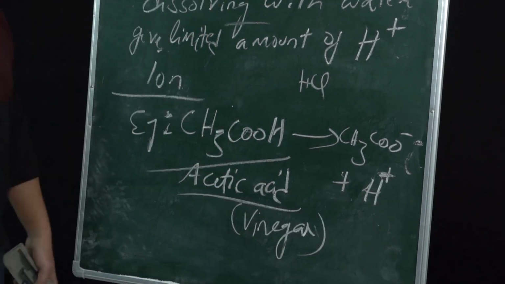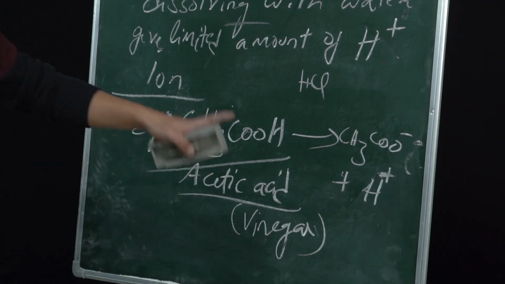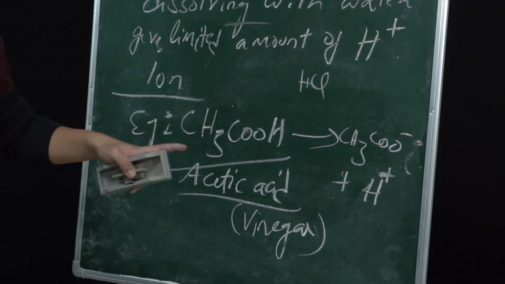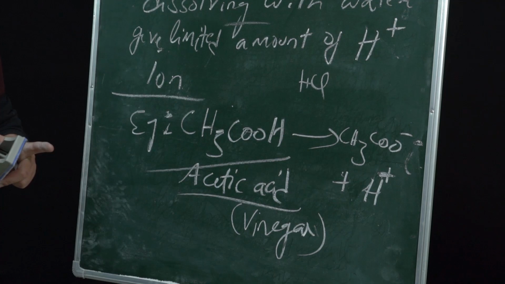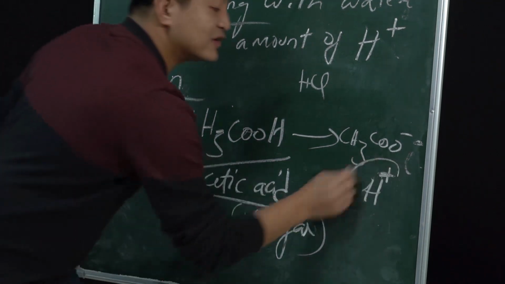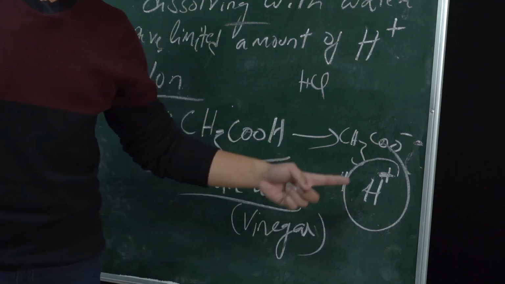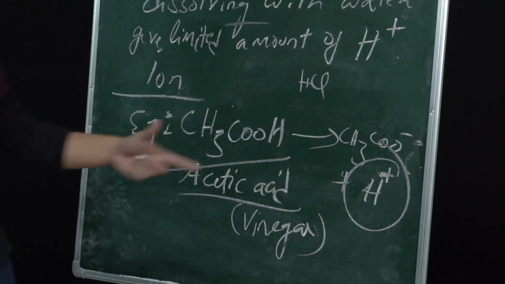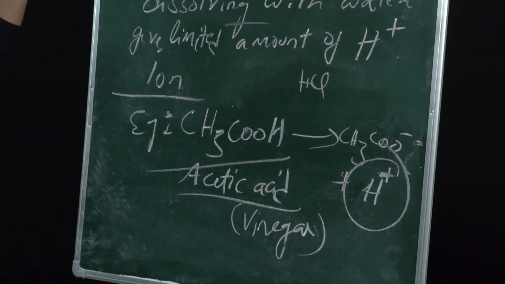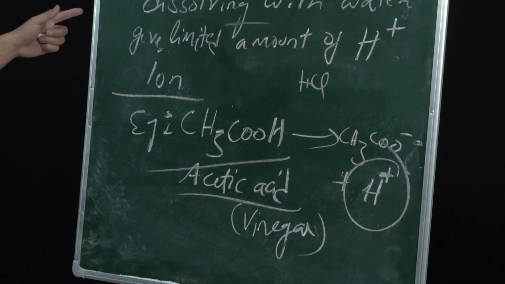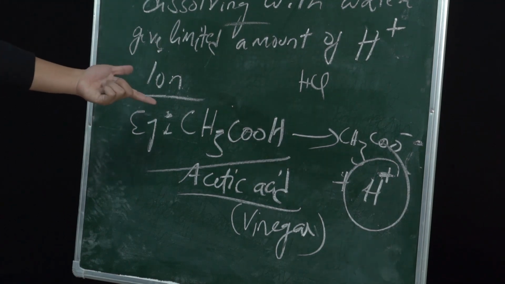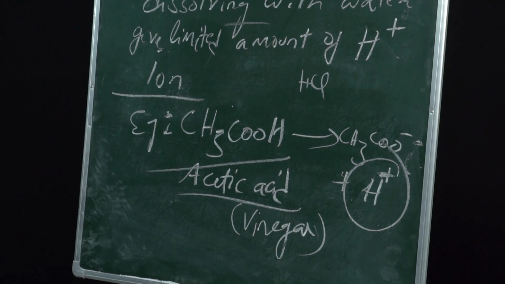So we have this here. We aren't able to break this one completely since it's a large compound, so we get a limited amount of ions. But irrespective of this, we still get hydrogen ions. So it's an acid, but we categorize it under weak acids. Clear? So we can give acetic acid as an example.